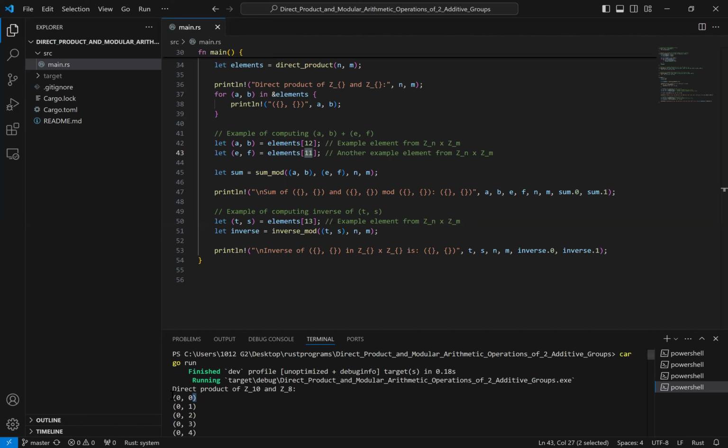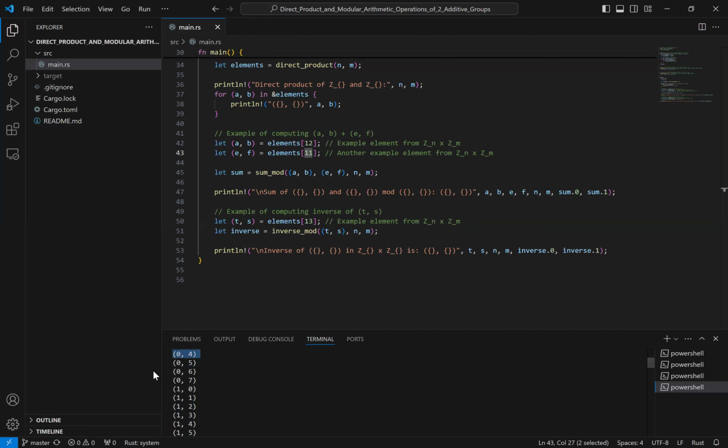For instance, it will count these are the first element, the second element, the third element, the fourth element, the fifth element, and so on. The sixth, the seventh, the eighth, the ninth, the 10th. So the 11th element is this, 1, 2. And the 12th element is this. So when you sum these elements, and you are doing it mod 8 and 10, this gives you 2, 5.